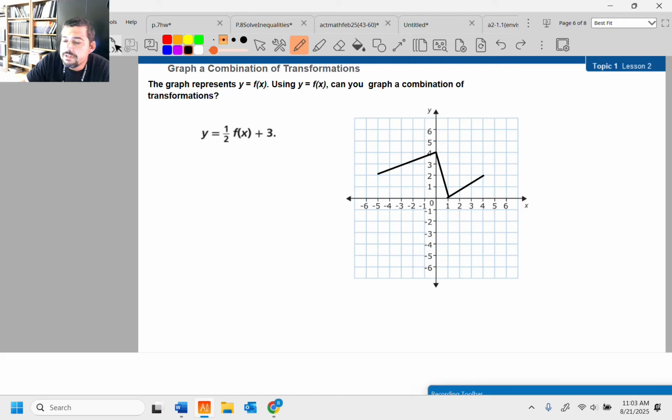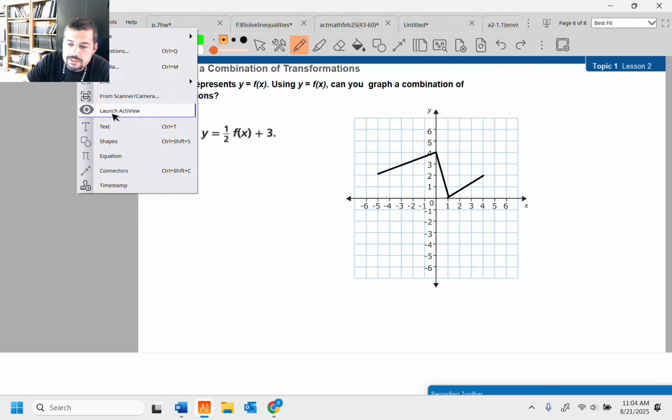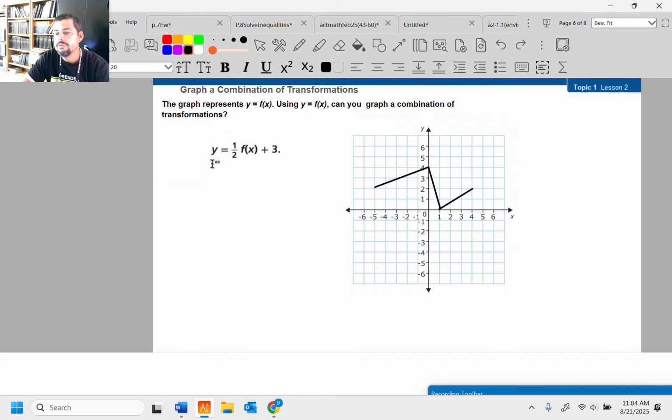All right, the graph represents y equals f of x. Using y equals f of x, can you graph a combination of transformations? So let's take a look at what letters they gave us. Let's do our lineup process with the full form: a, f of b, I always forget about b myself, x minus h, plus k. Hopefully you can see that they have given us a as a half, and k is 3. They haven't given us anything else. And again, your order is Bahak.